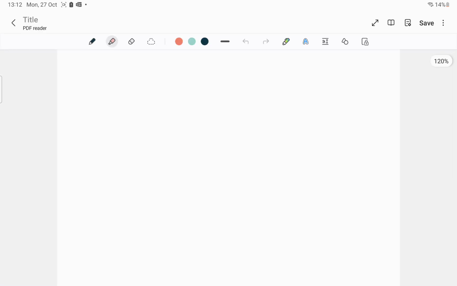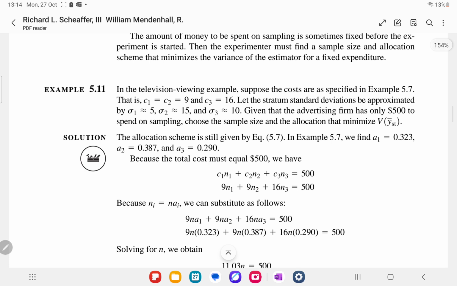Example number 5.11. So here is the question, example number 5.11.